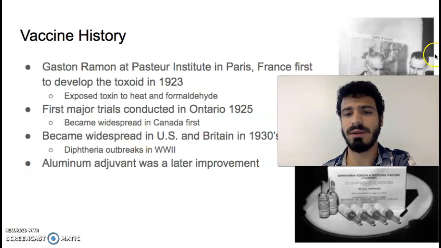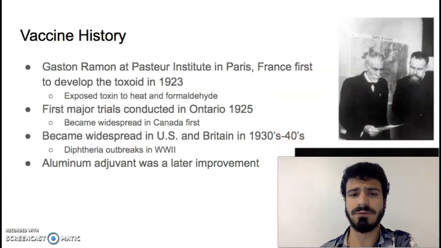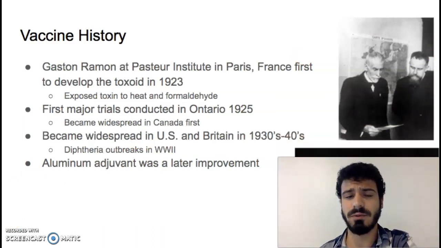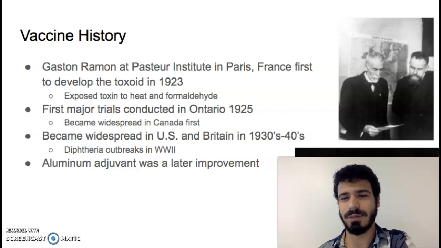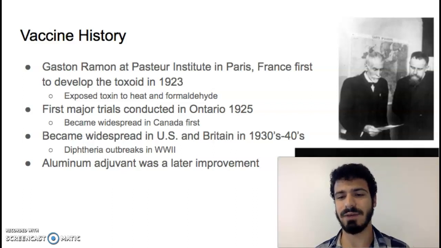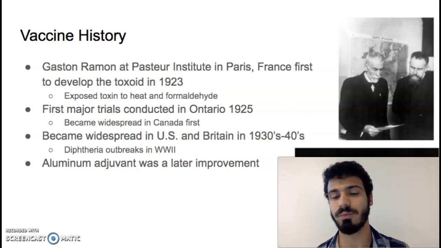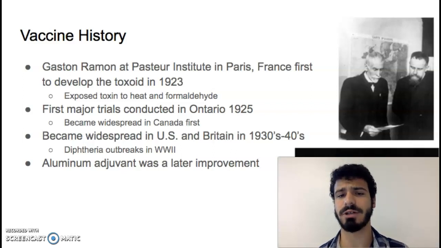So in regard to the history of the vaccine, it was first developed by Gaston Ramon in Paris. He took the toxin and exposed it to heat and formaldehyde, which inactivated it to produce the toxoid. And the first major trials were conducted in Ontario in 1925, and they did the 3-dose trials, which were extremely effective.